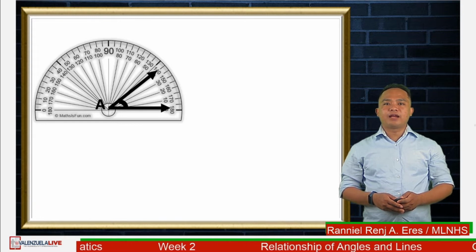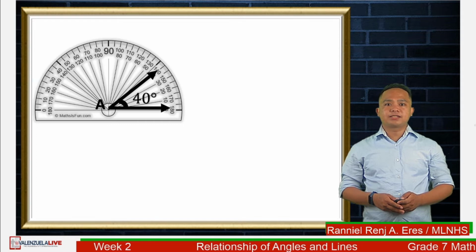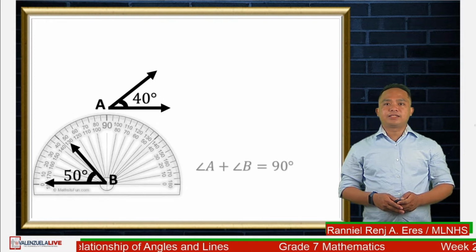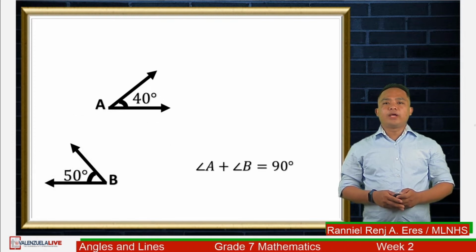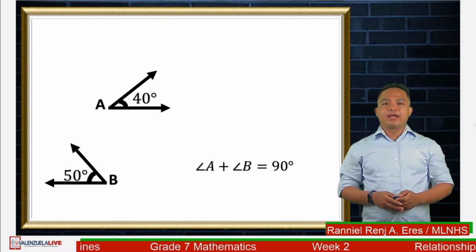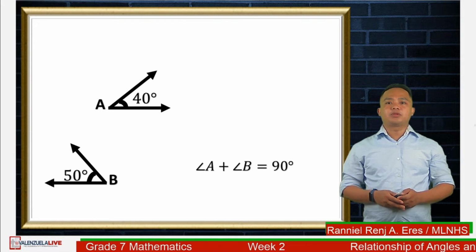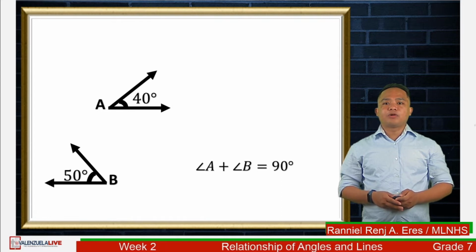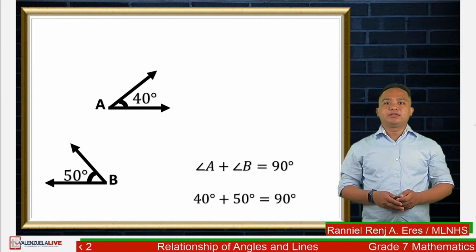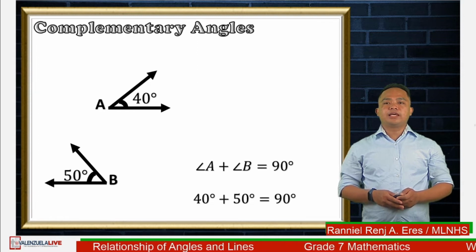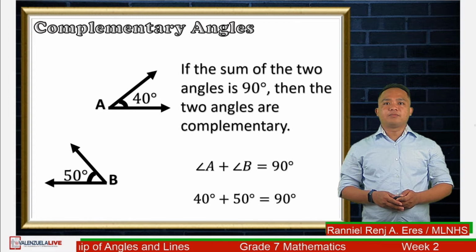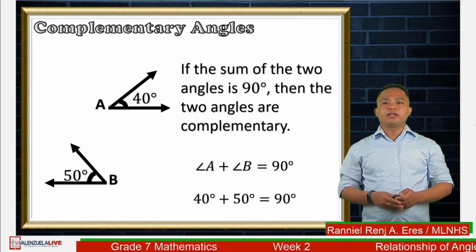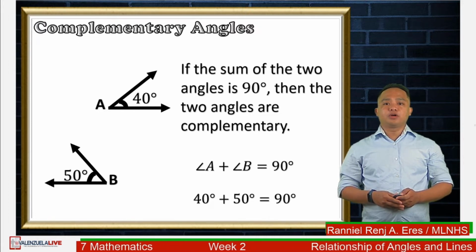So we have here an angle A whose measure is 40 degrees and angle B whose measure is 50 degrees. Now, when the sum of angle A and angle B is equal to 90 degrees, then we can say that they are complementary angles. In this case, we have the sum of 40 and 50, which is 90. So we can say that this example is a complementary angle. So if the sum of two angles is 90 degrees, then the two angles are said to be complementary.